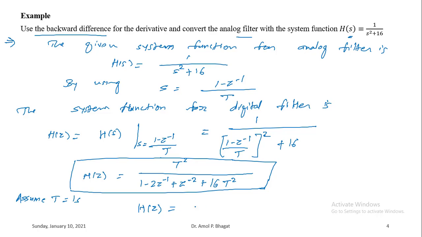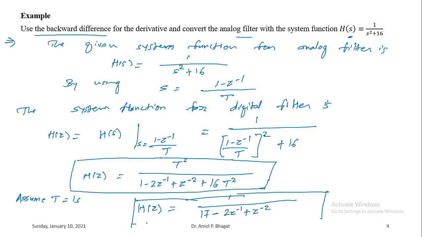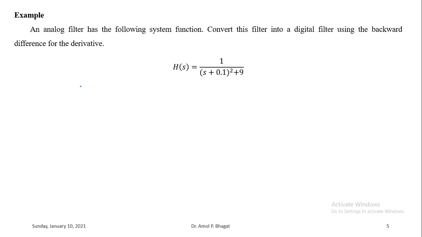So H(z) will equal 1 upon, if I'm substituting T = 1, 1 + 16, so it will be 17. It will be 17 - 2z^-1 + z^-2. So this is nothing but the required system function for the digital filter. This is how you will be converting an analog filter into a digital filter by using approximation of the derivatives, or backward difference for the derivatives. Let's see one more example. Here again you will be using the same method.